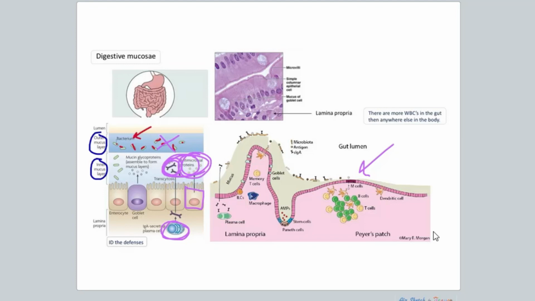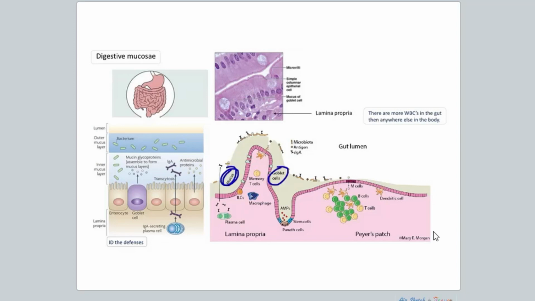Here is the simple columnar epithelium, and then everything below here is the lamina propria. So first of all, here you see the mucus layer that's being produced by these goblet cells, and it's trapping all those bacteria up there. And then this also shows that you have those antibodies and other antimicrobial proteins up here as well to try to take out those bacteria or pathogens.